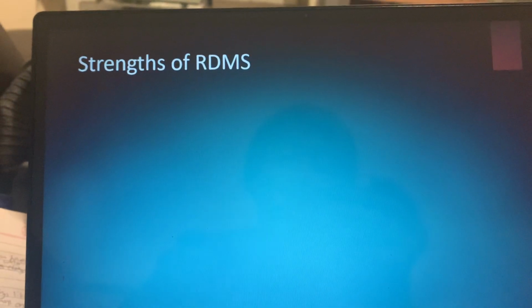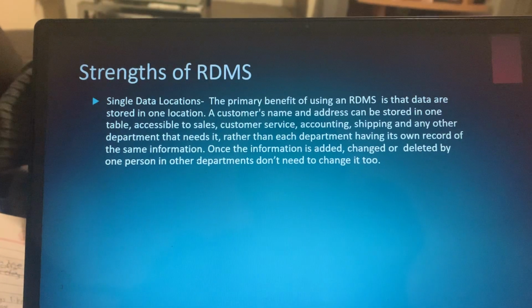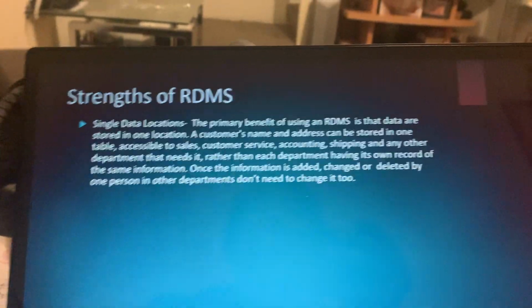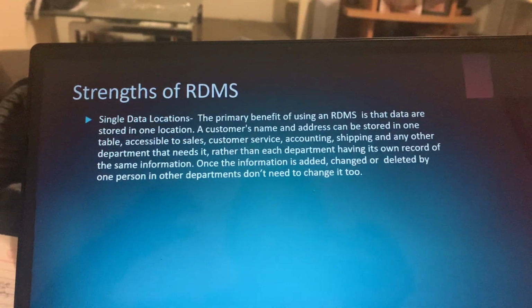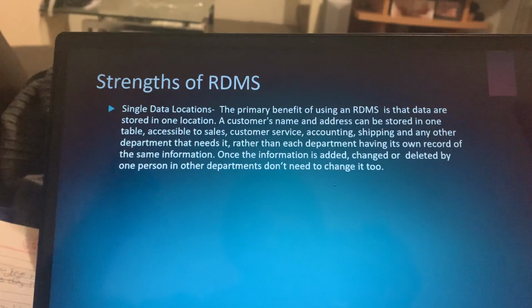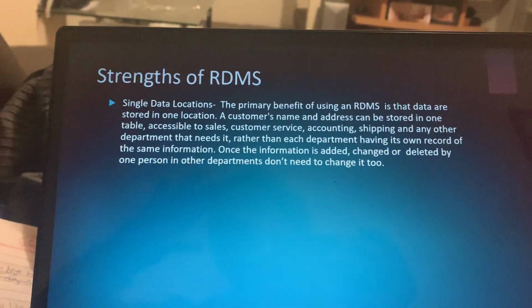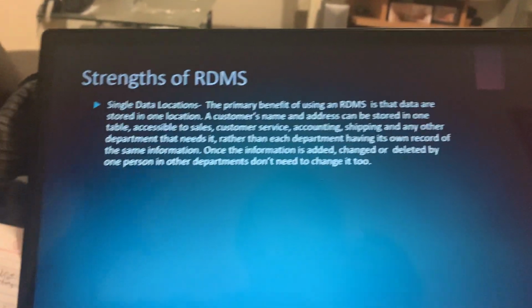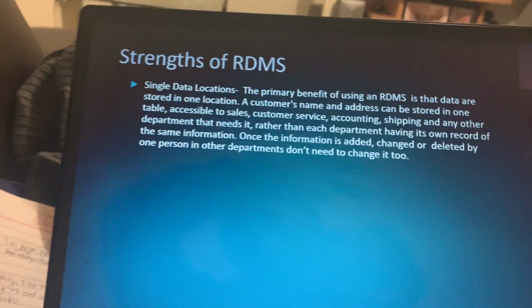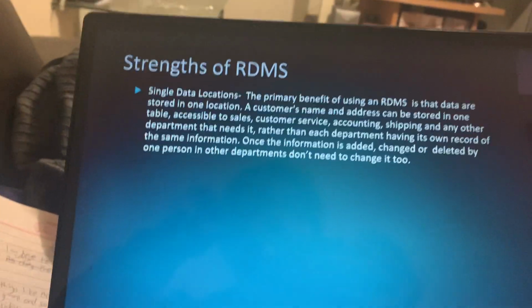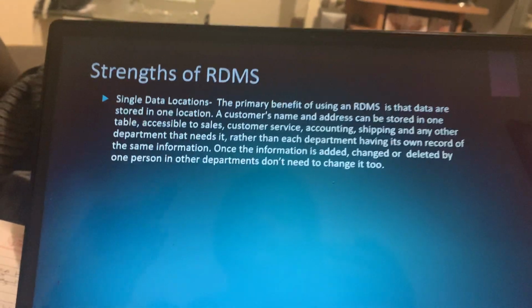Let's go to the other slide. Yep. And the strengths of RDBMS. Single data location, like all the data are stored in a single place. The customer's name and address can be stored in one table, accessible to sales, customer service, accounting, shipping, and any other department that's needed, rather than each department having its own record of the same information.